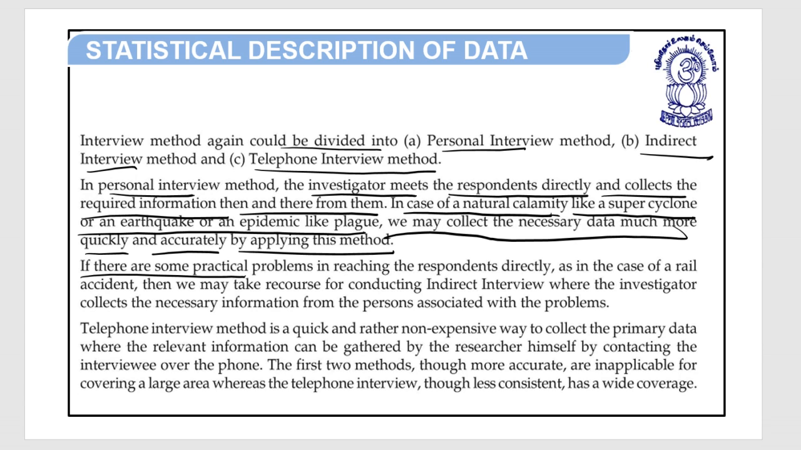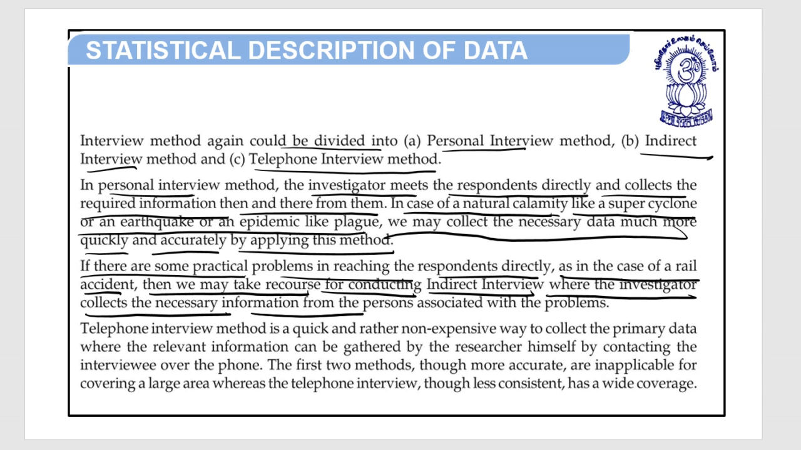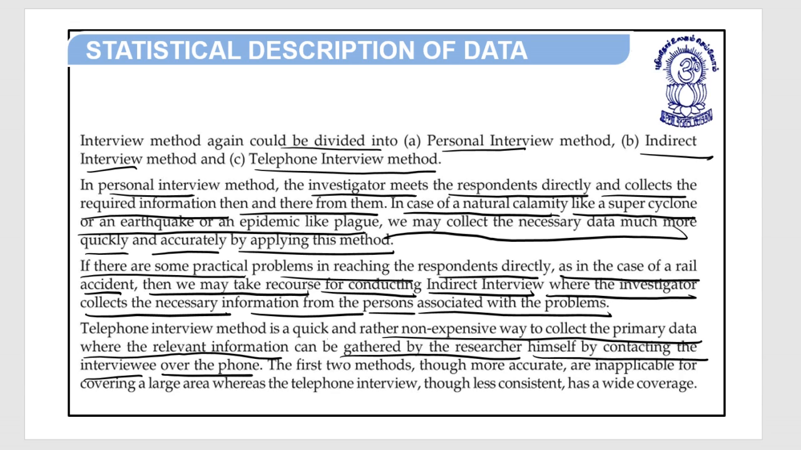If there are some practical problems in reaching the respondent directly, as in case of a rail accident, then we may take recourse to conducting indirect interview, where the investigator collects the necessary information from the persons associated with the problems. Telephone interview method is quick and rather inexpensive way to collect the primary data, where the relevant information can be gathered by the researcher himself by contacting the interviewee over the phone.